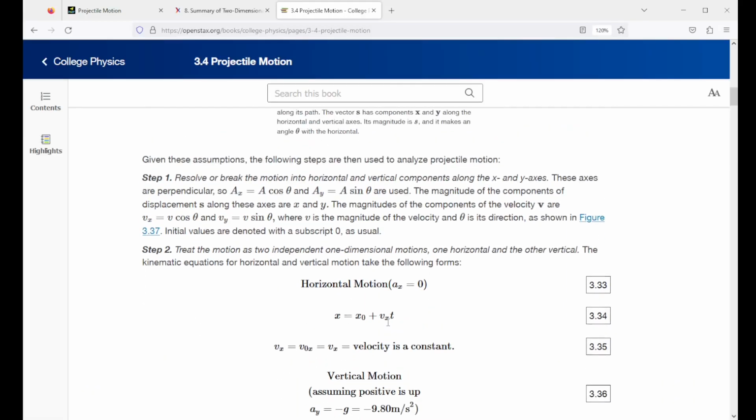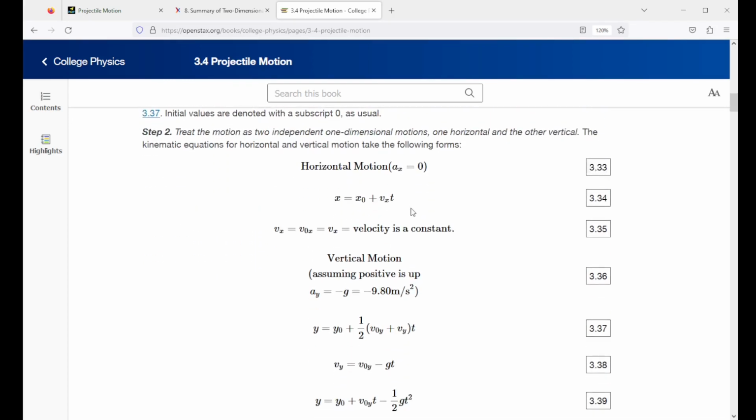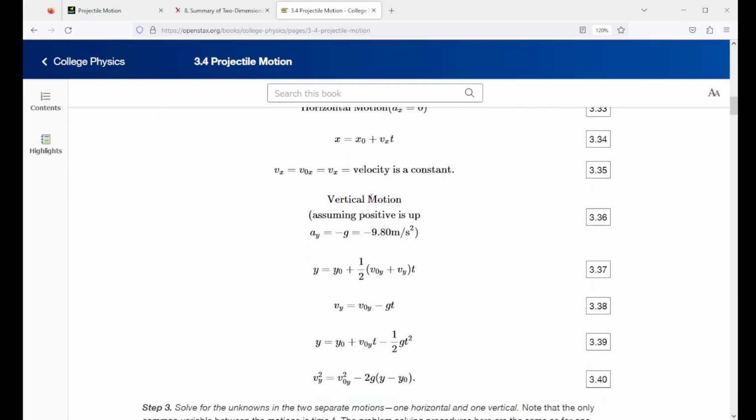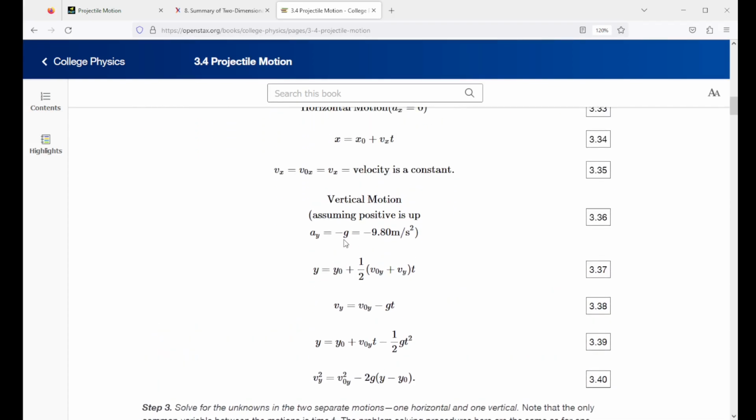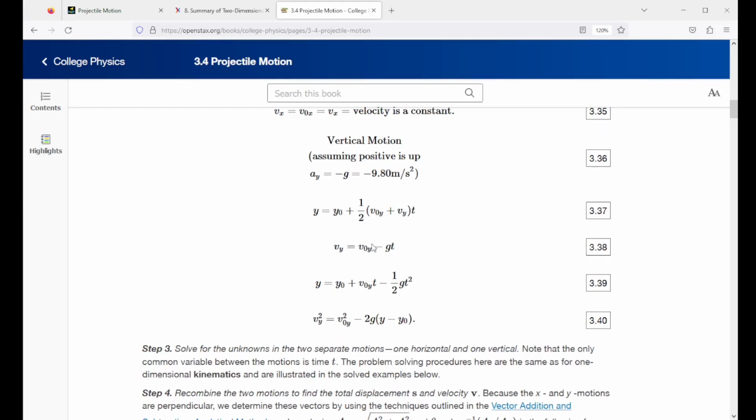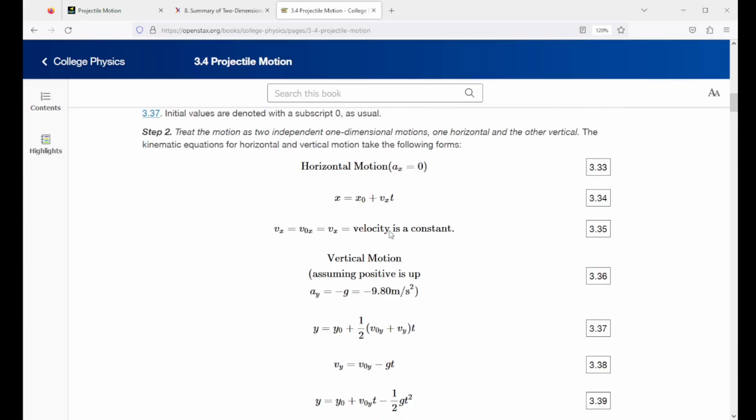So our instructions here from our college physics textbook are step 1, break the motion into horizontal and vertical components. So we've kind of done that there. And then now we're going to be using our kinematic description of the motion. So here's our kinematic equations of the motion. Okay, so here's the x part, here's the y part. We don't actually need to use all these equations. Let's now apply what we know to simplify our equations.